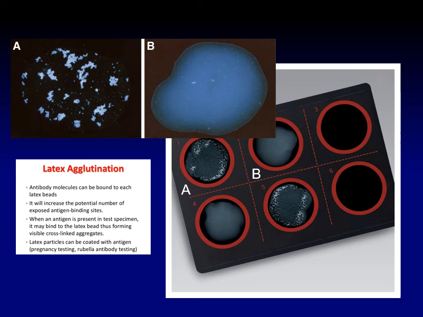As I said, many antibody molecules can be bound to each latex bead, and this will increase the potential number of exposed antigen binding sites, and therefore this will lead to this agglutination process. Latex tests can be used for so many purposes. For example, pregnancy, rubella, herpes simplex detection, rotavirus, HIV. Even for coronavirus these days, it is being utilized for such tests.